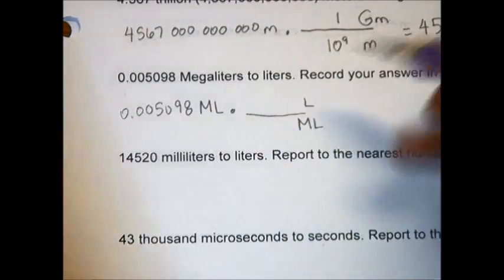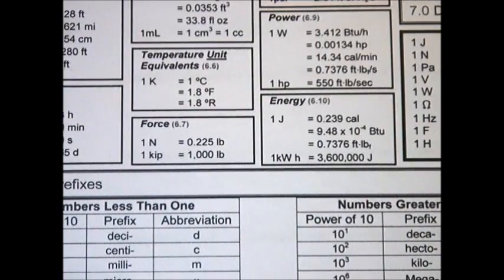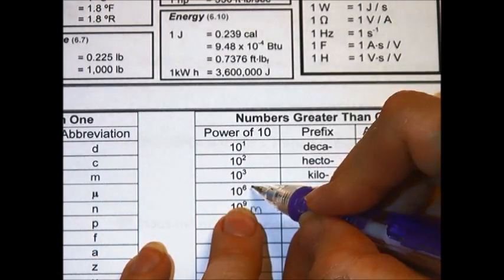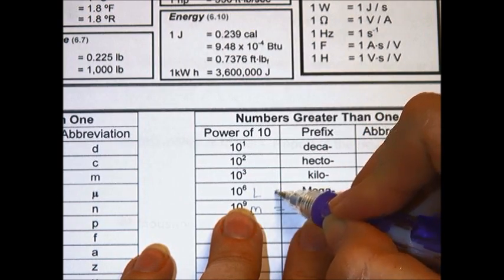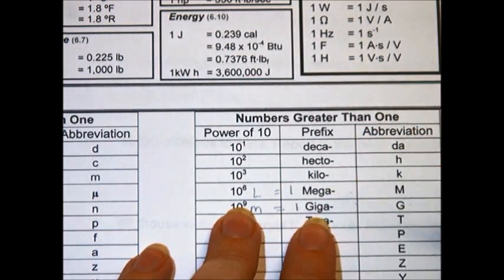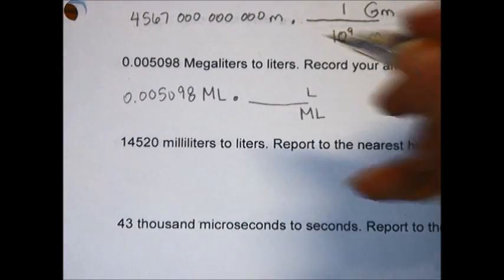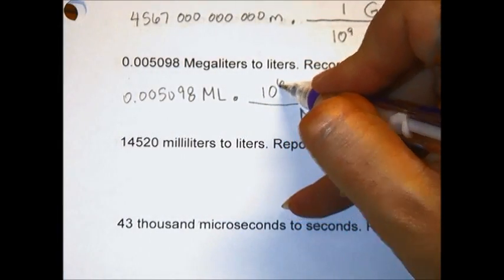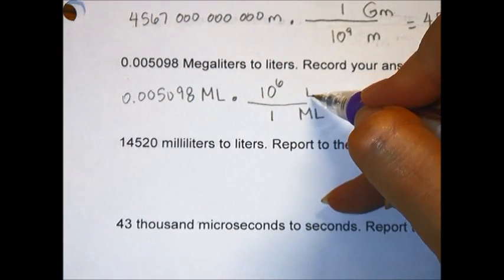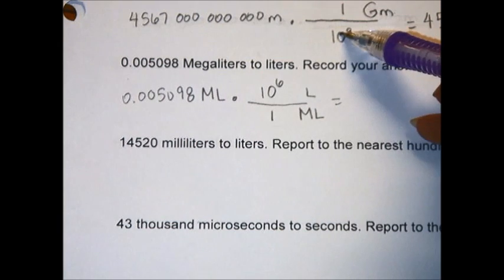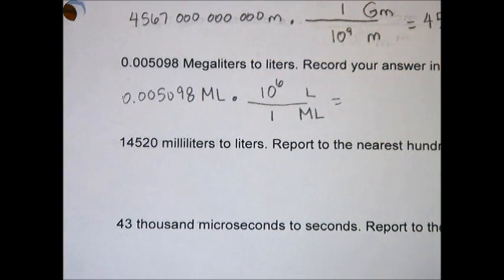And I don't know my conversion factor, so I'm going to look at my chart. Oh, mega, right here, is 10 to the 6. So remember, this is 10 to the 6 liters equals 1 megaliter. So I'm going to use that in my fancy one here. 10 to the 6 goes like that. And this time, instead of dividing, I'm going to multiply here and go straight across.